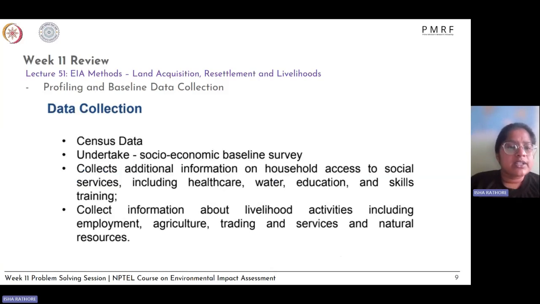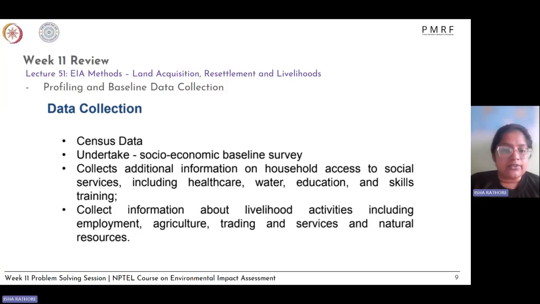So for data collection, for desk-based data collection, we have the census data. You can also undertake a socioeconomic baseline survey, where you go and survey the socioeconomic conditions of each of the households located in the affected community. You need to collect additional data on household access to social service, including healthcare, water, education, and skills training.